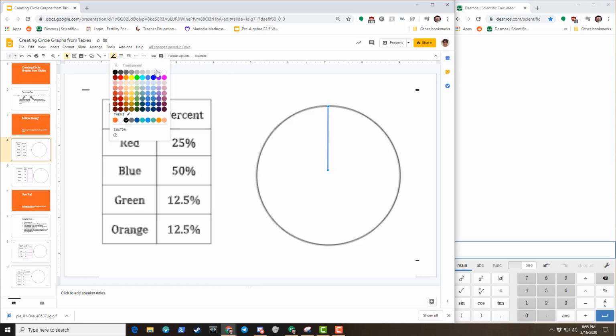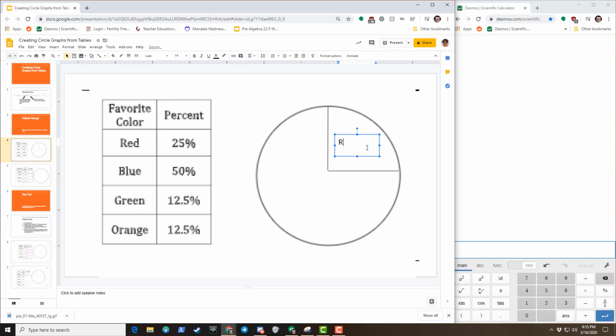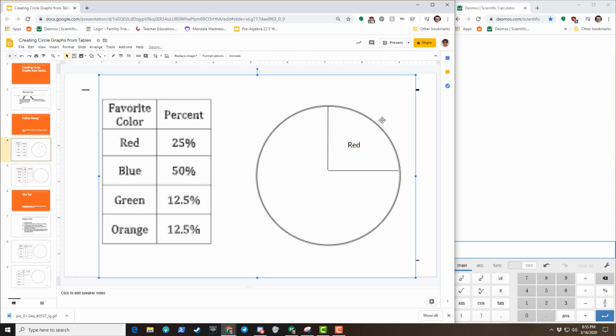And then I'm going to draw another one going from the center over this way. And that makes about 1/4 of a circle. Of course, since we're doing it this way, it's going to be a little bit off, but that's okay. And I'm going to label that part of the circle red. So that chunk is the amount of people who like red.